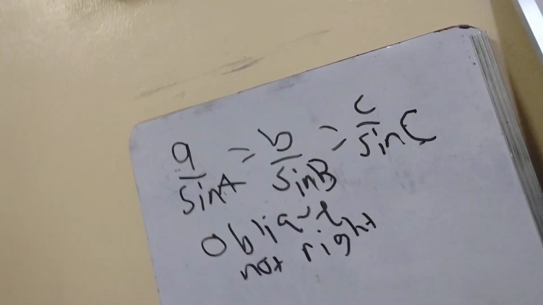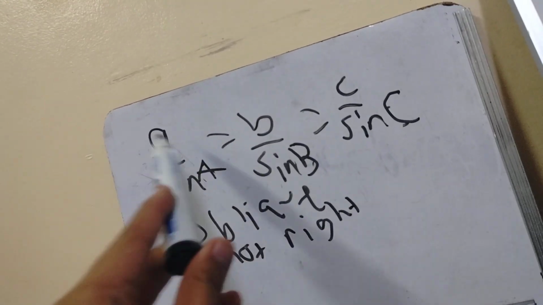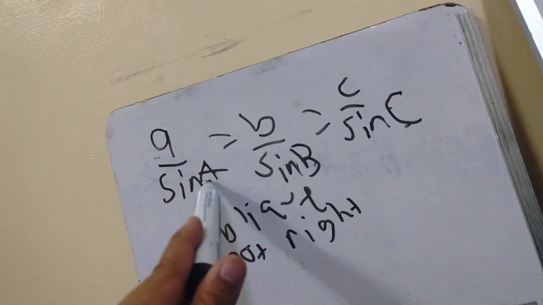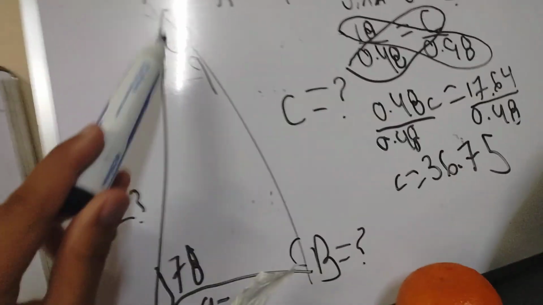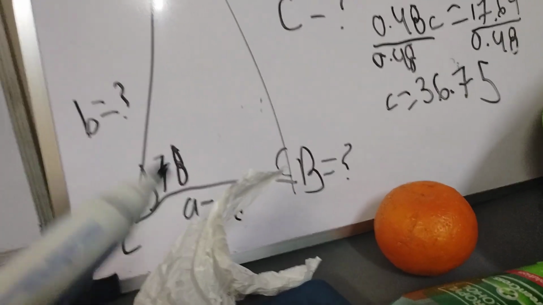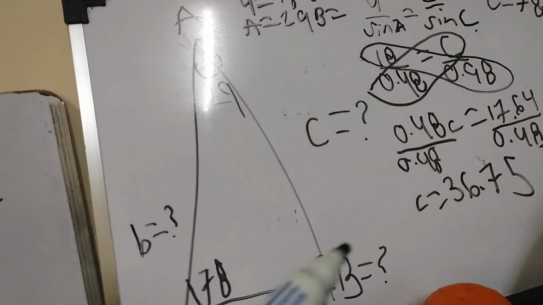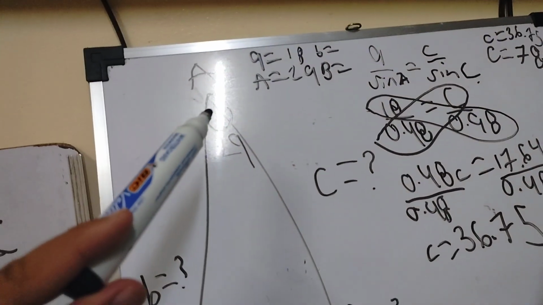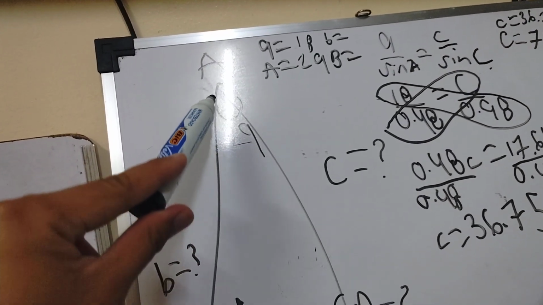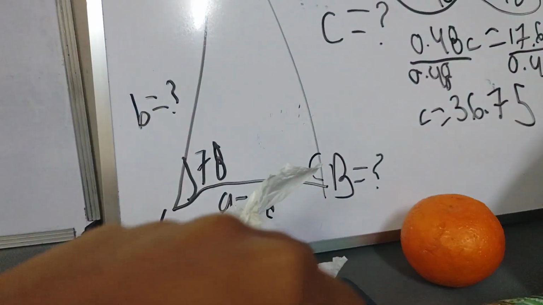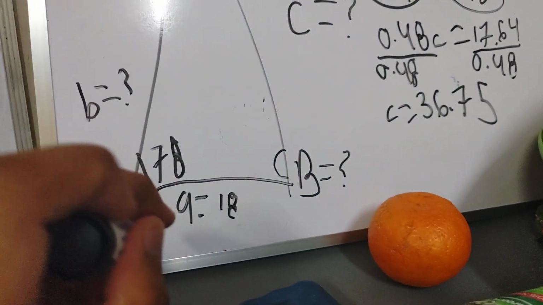So to know what these values are, let's say we're going to find this value. The big letters are the angles. The small letters are the ones in front of the angles. So let's say what's in front of the A angle is 18, so that would be our small value. Same with that, and same with this. So these are the values of this triangle.